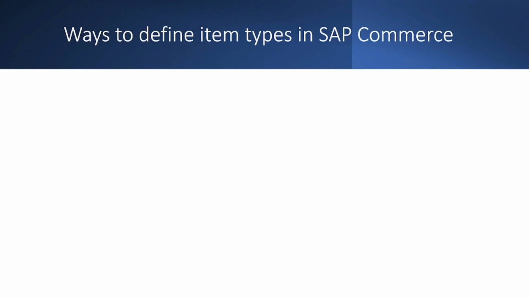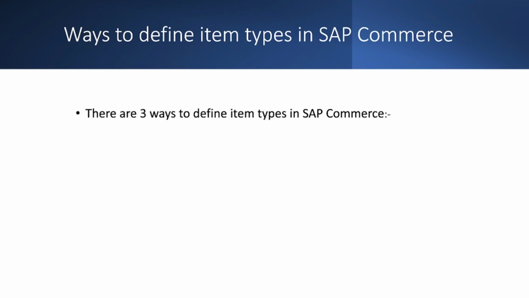Now coming to item types in more detail. There are different ways to define item types in SAP Commerce. There are three ways to define item types in SAP Commerce.